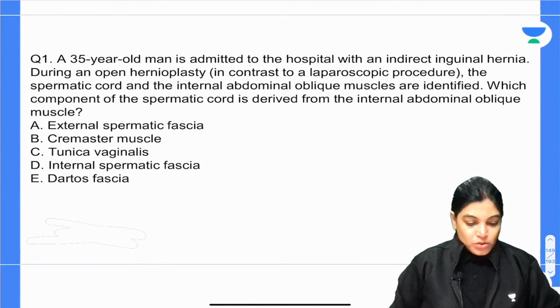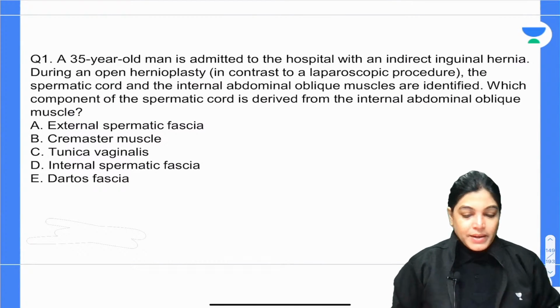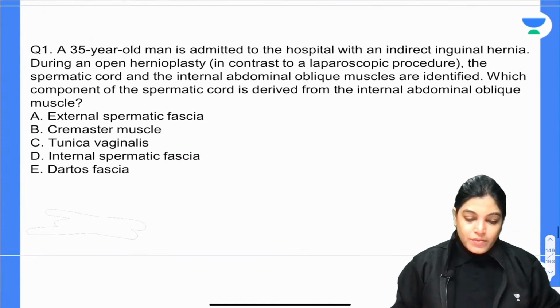Okay, so these are the options and the key point which is provided here. Let me just highlight the key points for solving this MCQ.